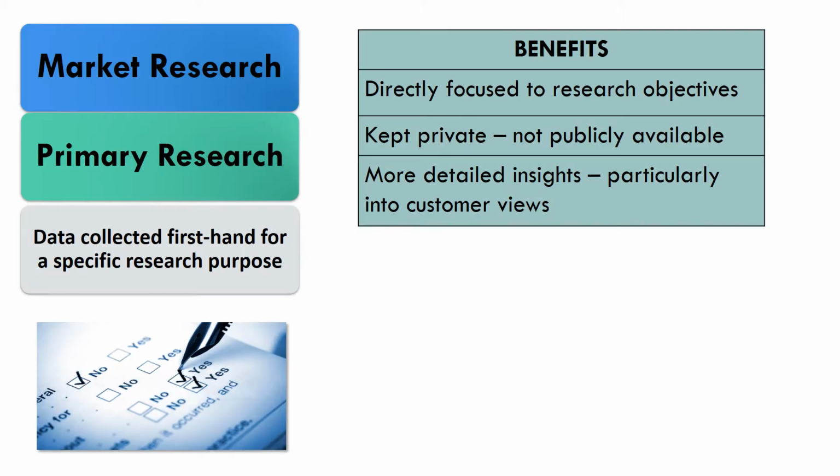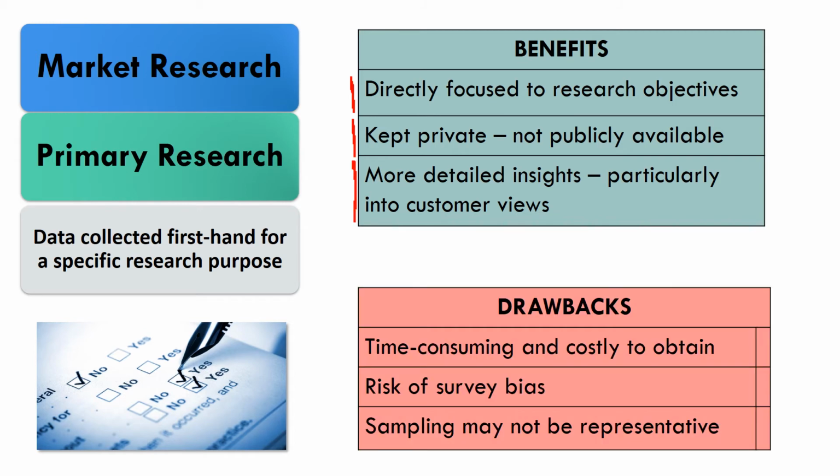Okay, so let's go on to some benefits and drawbacks. Primary market research. Well, benefits of primary market research, it's directly focused on what you want to achieve. You can keep it private, you don't have to share it with anybody, and it can be very detailed, particularly into your customers' views. Any drawbacks? Well, it's normally quite time consuming and costly to obtain because it's done for your specific purpose. There's a risk of bias and the sampling may not be representative.